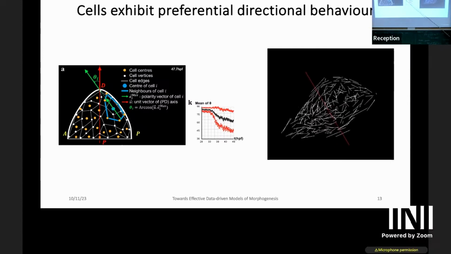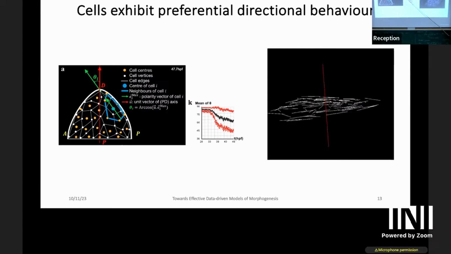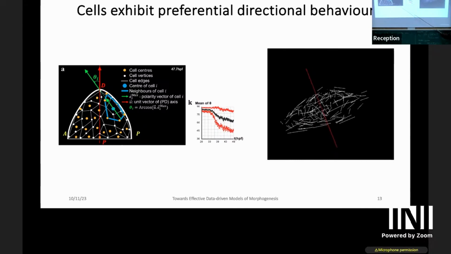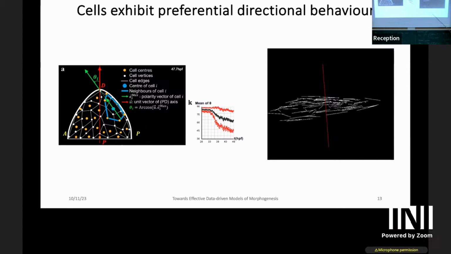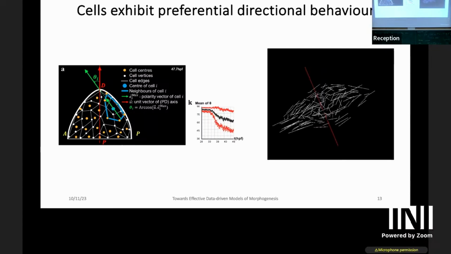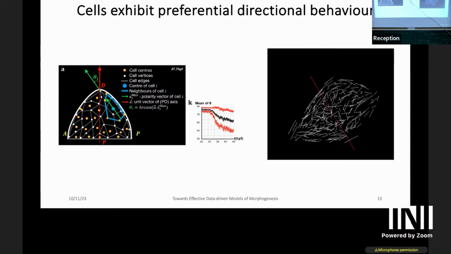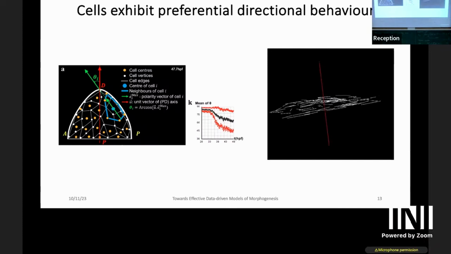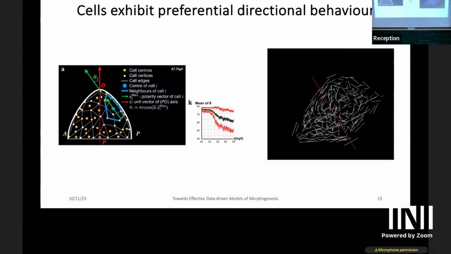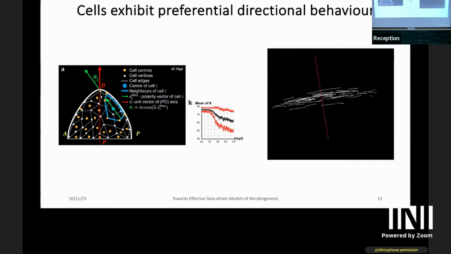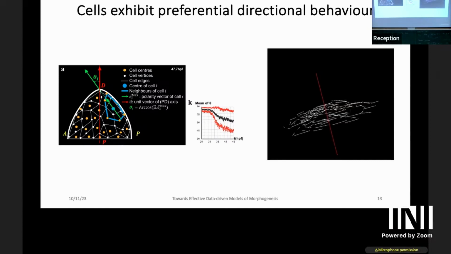So this is the mean angle between a cell's elongation axis and the proximal distal axis, the black one, and the standard deviation. This already tells us something: probably cells tend to have preferential directional behaviors in order for this pectoral fin to grow in the proximal distal axis. But we want to test that using modeling.